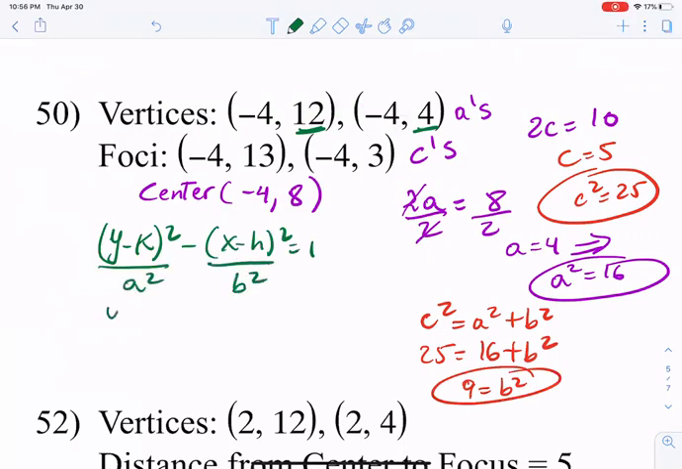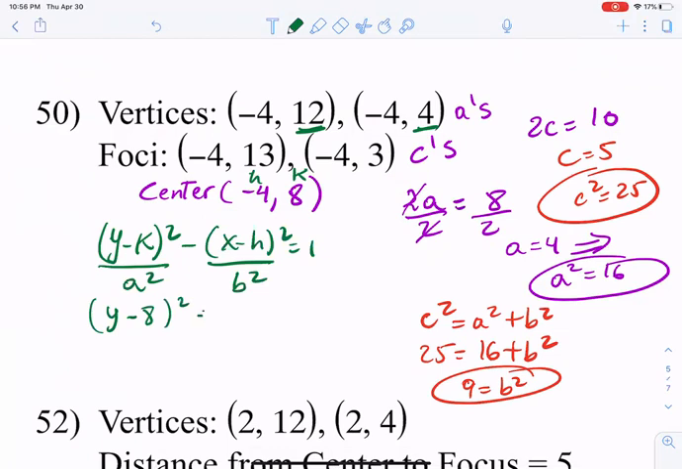So y minus k, this is h, k. k is 8, squared, minus x plus 4 squared. This is 1. What's a squared? a squared is 16 and b squared is 9. I'm done. This is the answer.